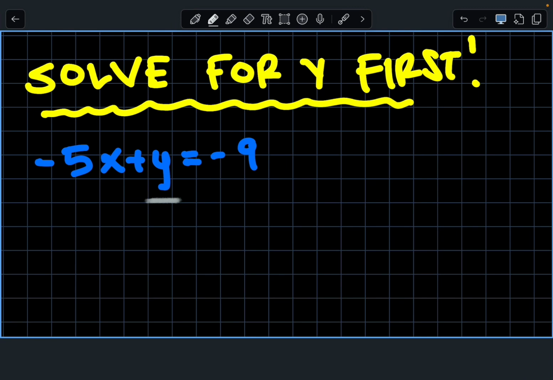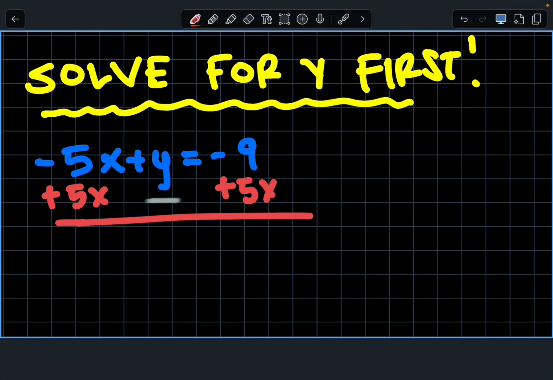How do I get y by itself? What variable is in the way right now? Negative 5x. And so how do I get rid of negative 5x? The opposite would be plus 5x. So plus 5x on both sides. Keep in mind you can't combine negative 9 and 5x because they're not like terms. But it will allow you to rewrite this as y equals 5x minus 9.